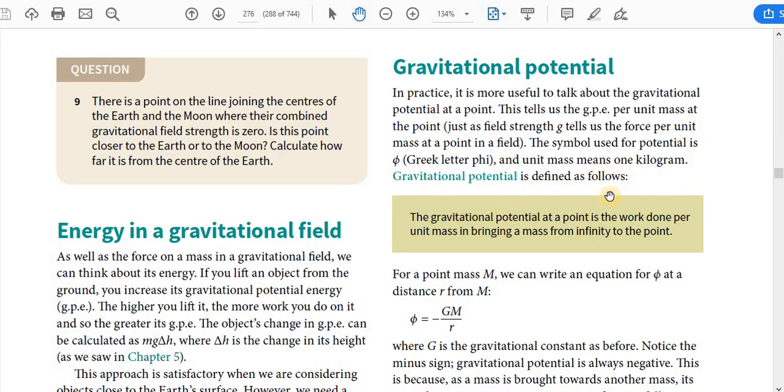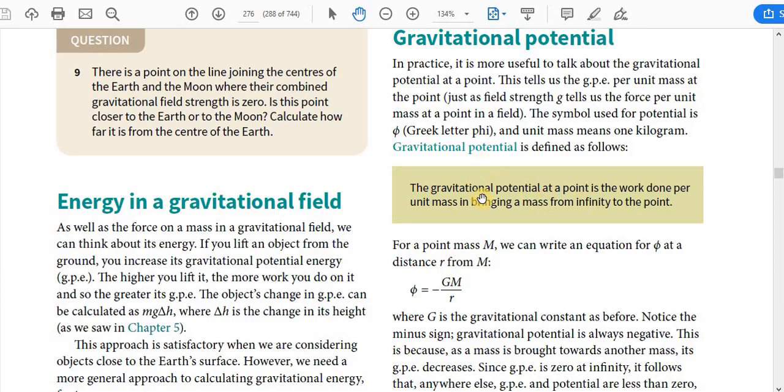Gravitational potential is defined as follows. Again, very important, these definitions. Also, you can go to the glossary and see the meaning of this word, so that you have a better understanding of what it means. The gravitational potential at a point is the work done per unit mass in bringing a mass from infinity to that point. So from deep outer space where there is no gravitational field, this object is brought towards the surface of the planet, in this case the Earth, for example.